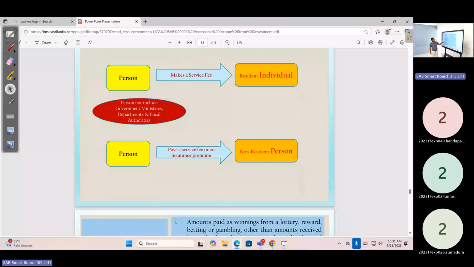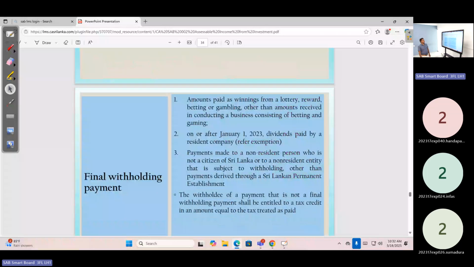So what is the obligation? This is final withholding. This says amounts made as winnings from lottery, rewards, betting or gambling, the return needs to be done at 14%. It is a final return.